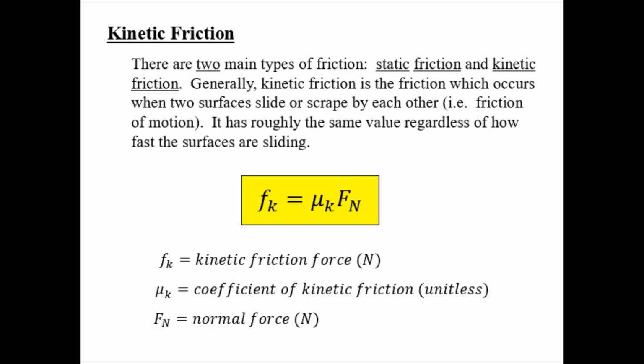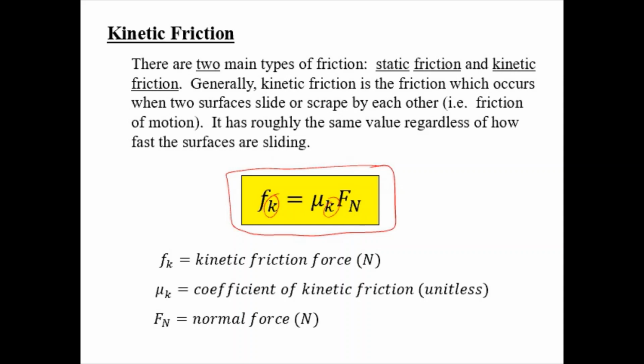Generally speaking, kinetic friction is the friction which occurs when the two surfaces slide or scrape by each other, and it has roughly the same value regardless of how fast the surfaces are sliding or how big they are and so forth. So that relationship, F friction, small f, equals mu times normal force, is pretty much what we use as our relationship for kinetic friction. Okay, now we usually use a subscript k on our value for mu and our symbol for friction, the small f, to indicate that we're talking about kinetic friction here.